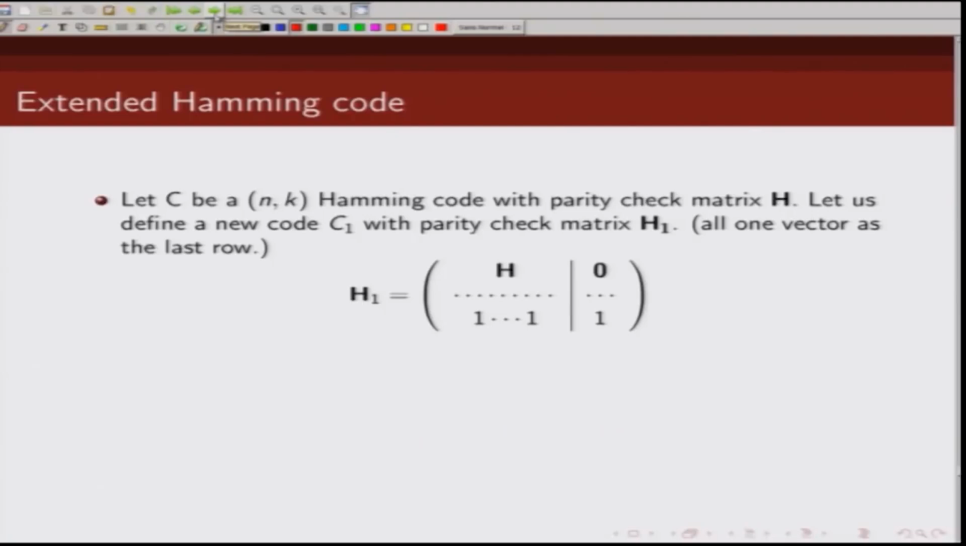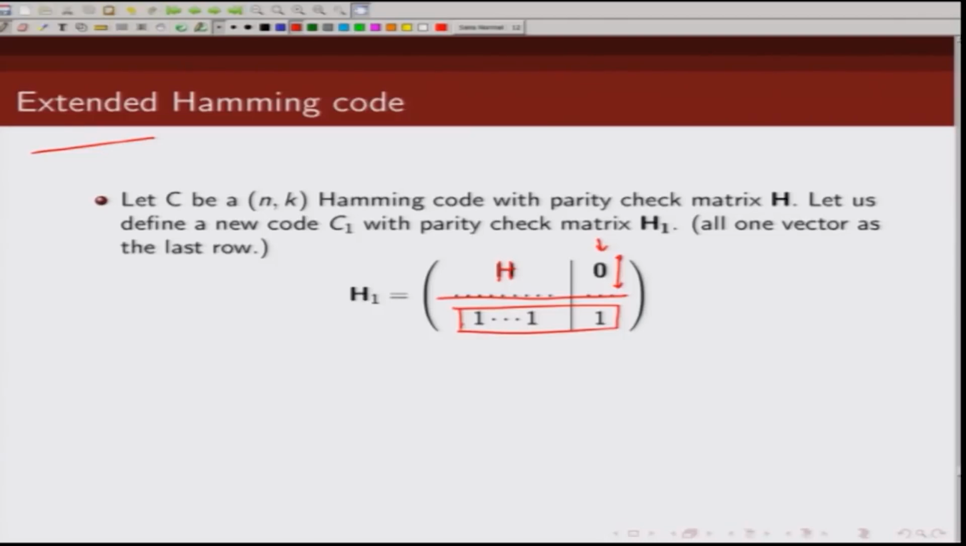Finally, I will conclude this lecture with another class, which is called extension of a code. So, this is an example of an extended Hamming code. How do I generate an extended Hamming code? Note, this is the parity check matrix of my original Hamming code. I add an additional column which is all 0 here, and then I add 1 row which is all 1.